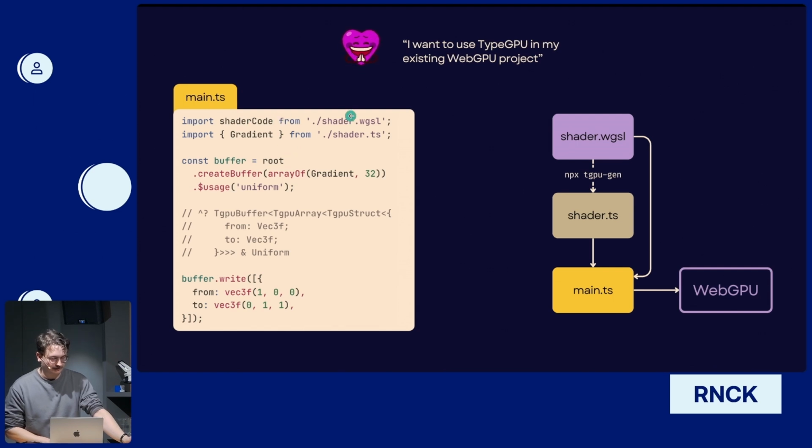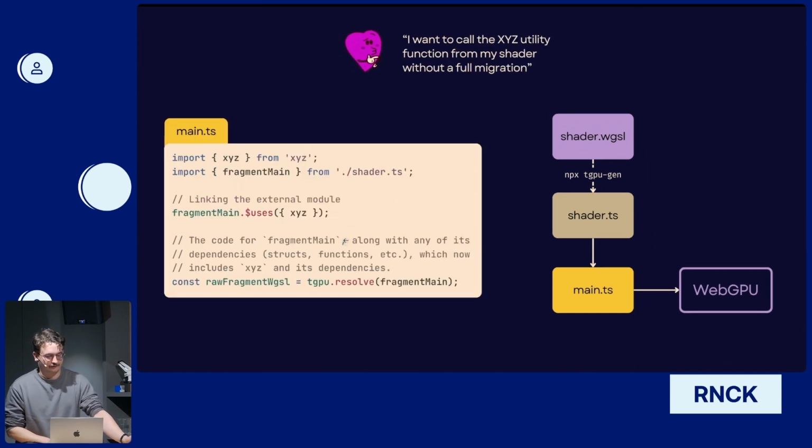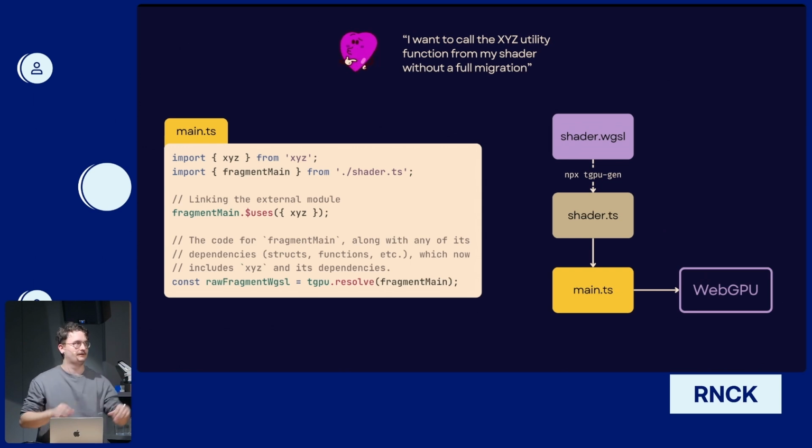So you can import the shader code as you used to, and then import the gradient struct, for example, and create the buffer as I showed in the beginning. For the second approach, if you want to call some utility function, well, you can't really use the original shader code because the function may have additional dependencies, some other functions that it uses underneath. So it's best to let us recreate the code for you. So instead of using shader WGSL as you used to, you use whatever was generated during that code gen step.